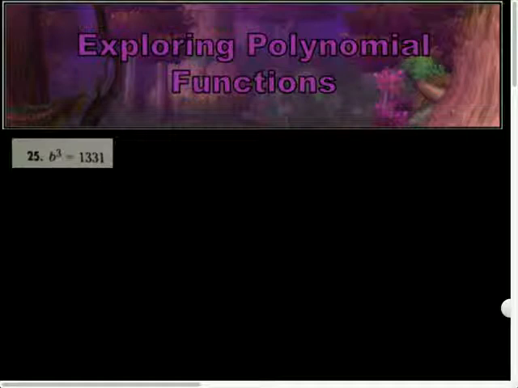but I have a hunch. I'm interested to see what happens if I subtract 1331 from both sides, and I'd get b cubed minus 1331 equals 0. And I'm tempted to see if this might be factorable. Is 1331 a perfect cube?